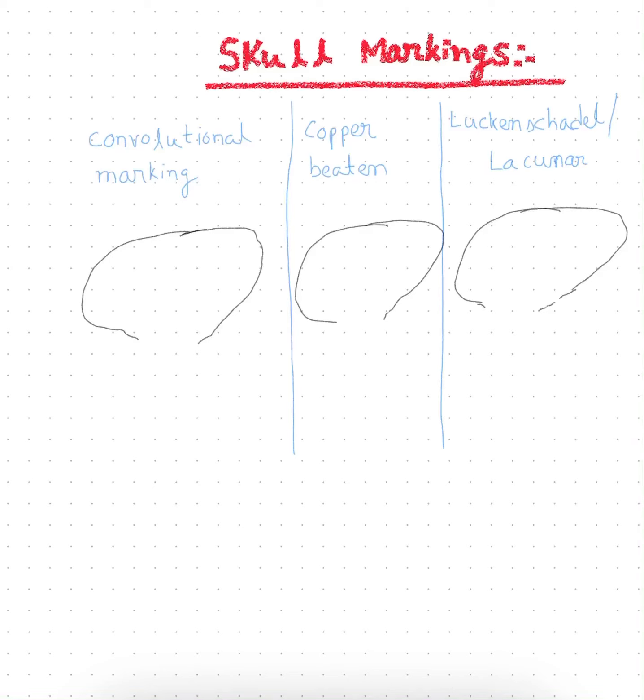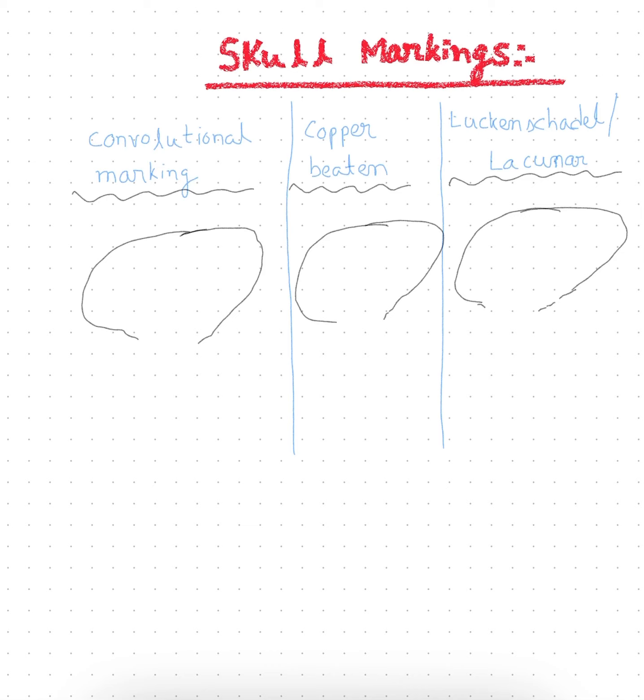In today's video, we are going to discuss the skull markings. On the basis of the pattern of markings on the inner table of the skull, they are of three types. One is the convolutional marking, one is the copper beaten appearance, and the next one is the Lückenschädel or the lacunar skull. Firstly, we will discuss the convolutional marking.